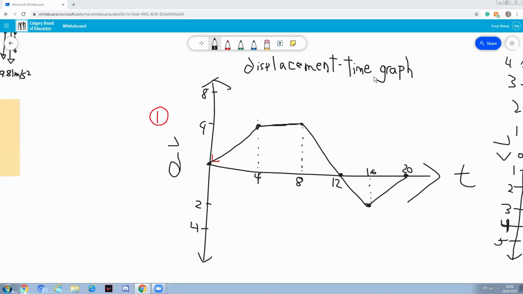First we have to recognize a few things about this displacement time graph. First we're going to recognize that it's all made out of diagonal lines and straight lines. Why is it so important to tell diagonal from straight lines? It is because a diagonal line on a displacement time graph represents uniform motion. Do you remember what uniform motion is?